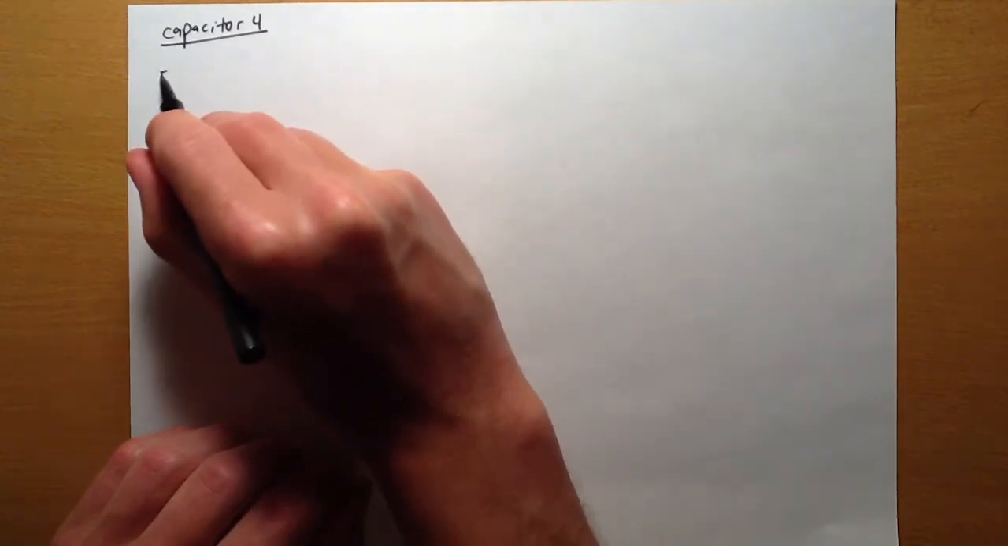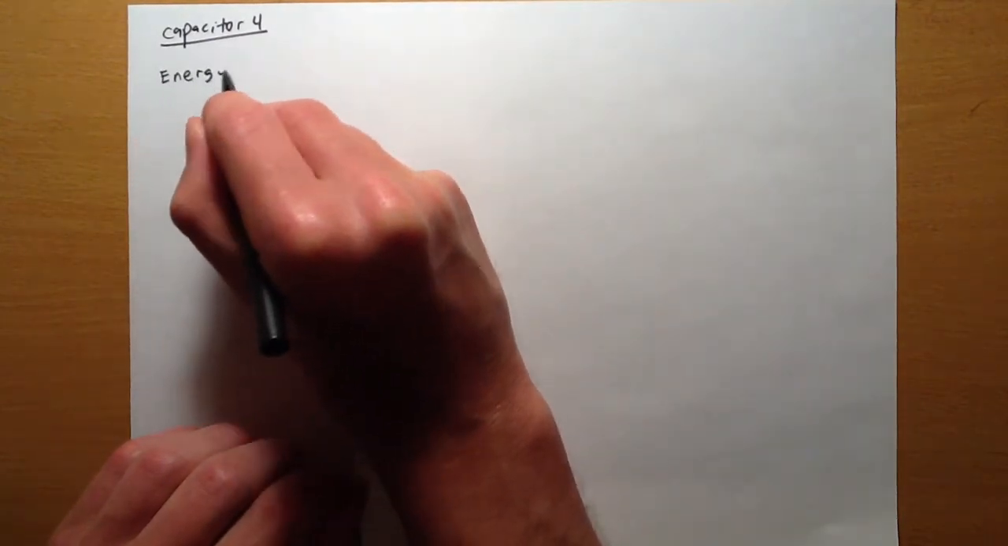So we've talked a lot about series and parallel capacitors and simplifying them, and we've introduced a lot of equations about capacitors. But now we're going to introduce a few more equations. The first we're going to introduce is energy density.